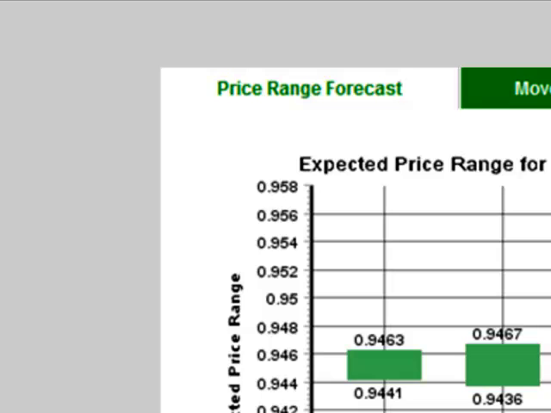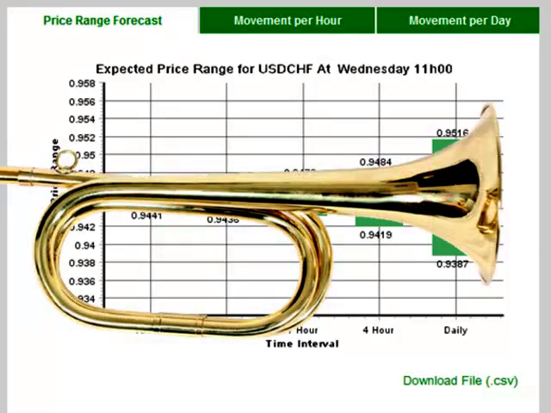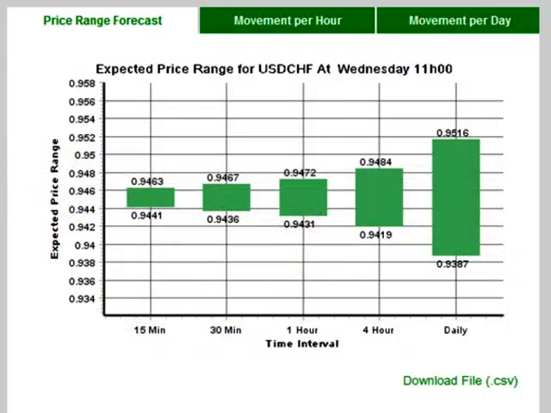Firstly, there is the price range forecast. At first glance, what you will most likely see is 5 green bars that are shaped almost like a trumpet, with the first bar being the shortest and the last being the longest. These bars are the price ranges within which it is likely that price will be moving. The first bar represents only 15 minutes, and that is why the expected price range is the smallest. The last bar is a whole day, and over a whole day there is naturally expected to be a much larger price movement than over just 30 or 15 minutes.